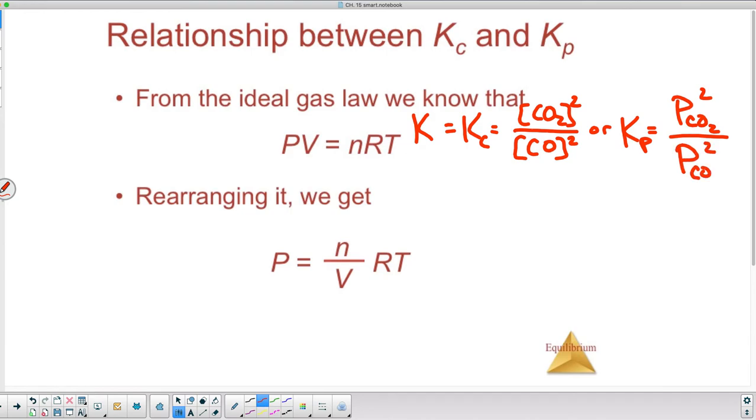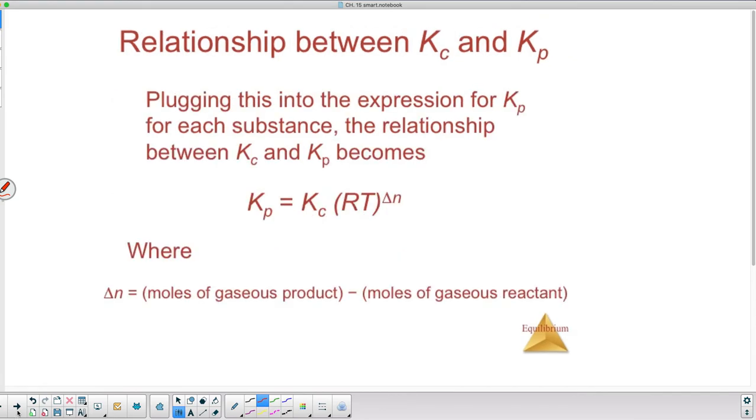Like that. Okay, so how do we get K and Kp to equal each other? In other words, what kind of equation do I have where I can get K to equal Kp, or the other way around? Because sometimes you might be given Kp and you need K, or sometimes you might be given K and need Kp. Okay, well here's the equation for that.